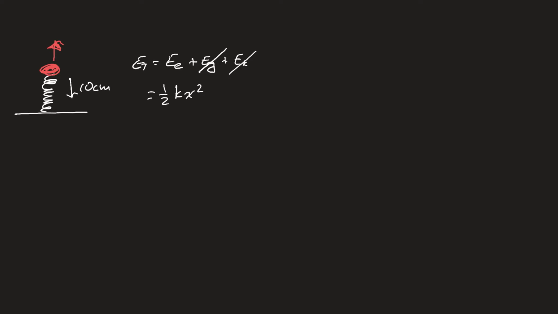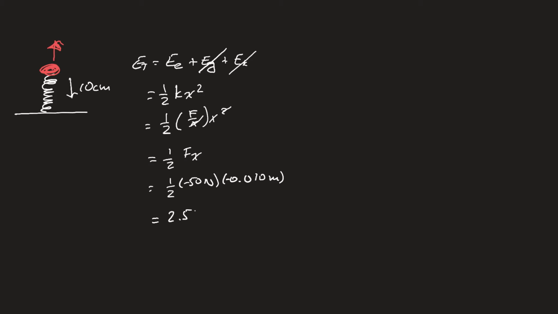Recall that the force is equal to kx, so we can then substitute some information in here. So instead of k, we have F over x times x squared. Those will cancel, and we're left with 1 half Fx. Given our problem, we've applied 50 newtons of force. That's going down, so it's negative 50 newtons of force. And it's compressed, so that is, instead of 10 centimeters, negative 0.10 meters. We can solve this and find out that when we're starting off, we have 2.5 joules of energy to deal with. So that was at the beginning when it's been compressed.